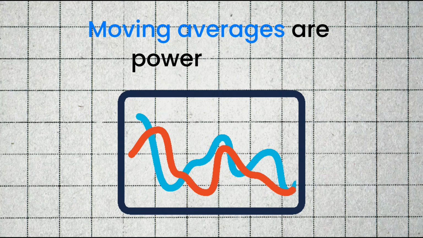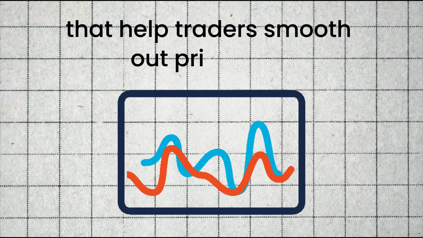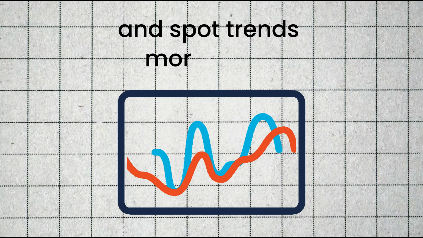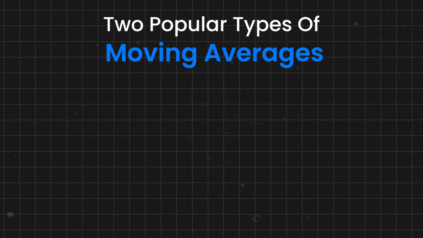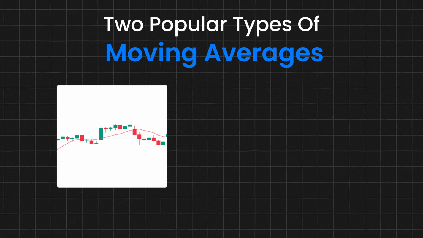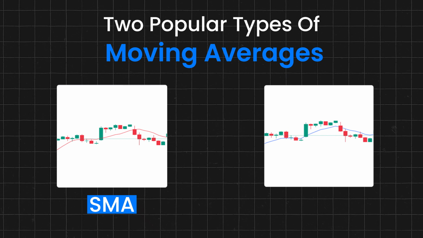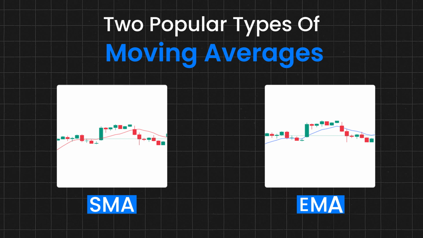Moving averages are powerful tools that help traders smooth out price data and spot trends more easily. Today, we'll explain the two most popular types: simple moving averages, SMA, and exponential moving averages, EMA.